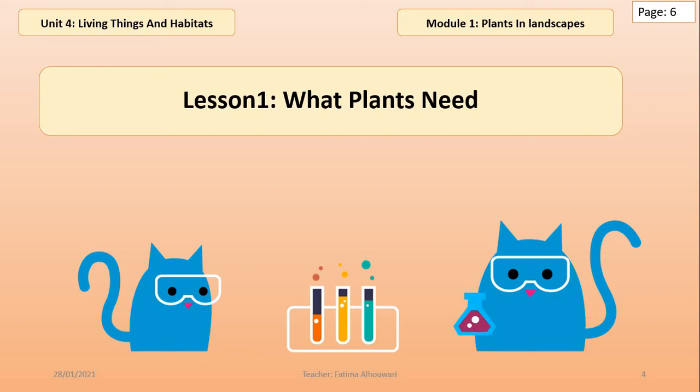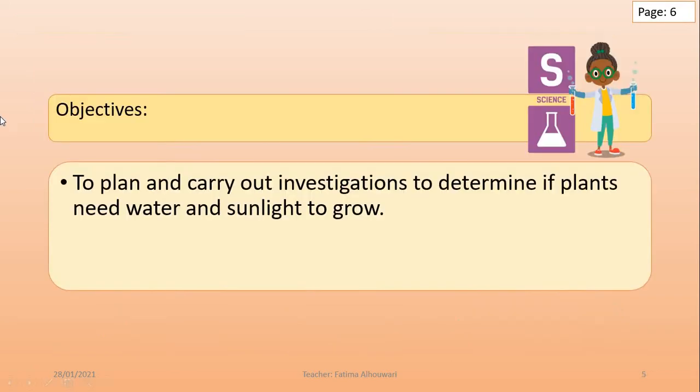When you were in grade 1, you learned about plants. Throughout this semester, we are going to learn more and more about plants. Our lesson today is the first lesson, which is what plants need. Module number 1, unit number 4, living things and habitats. The objective of our lesson today is to plan and carry out investigations to determine if plants need water and sunlight to grow. Are you ready, grade 2?